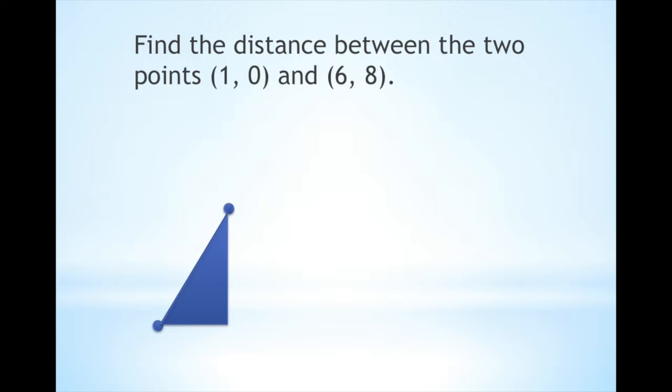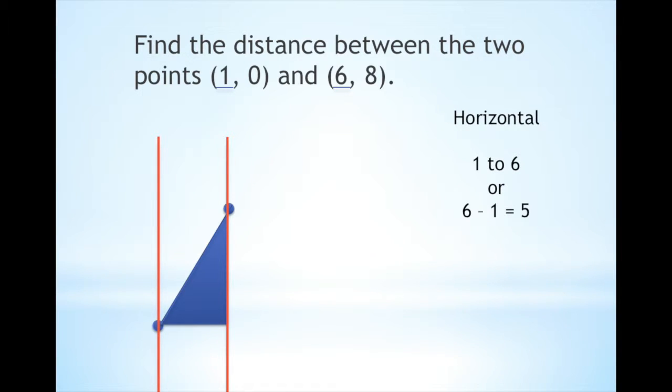If I first think horizontally, if I start here and work my way to the right, what helps me figure that out is the x-coordinate. The x-coordinates control horizontal movement. So if I think horizontally, 1 and 6 are my start and end points. I went from 1 to 6, or another way to calculate distance would be 6, where I ended up, minus 1, where I started from, which gives me a distance of 5.